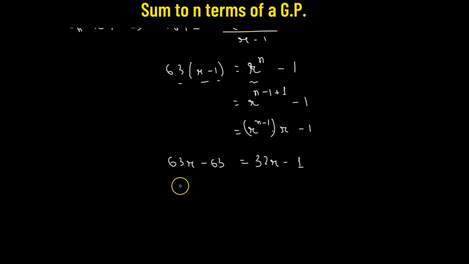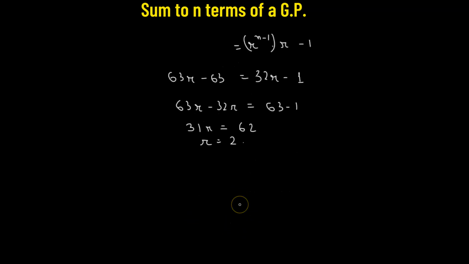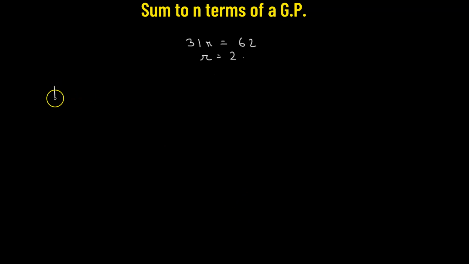So let's rewrite everything. We have 63r minus 32r equals 63 minus 32, which is 31. So 31r equals 62. And we know that 2 times 31 is 62. So our common ratio r is 2. So we have obtained our common ratio. We also have our first term, a1, which has a value of 3, and the common ratio r equals 2.